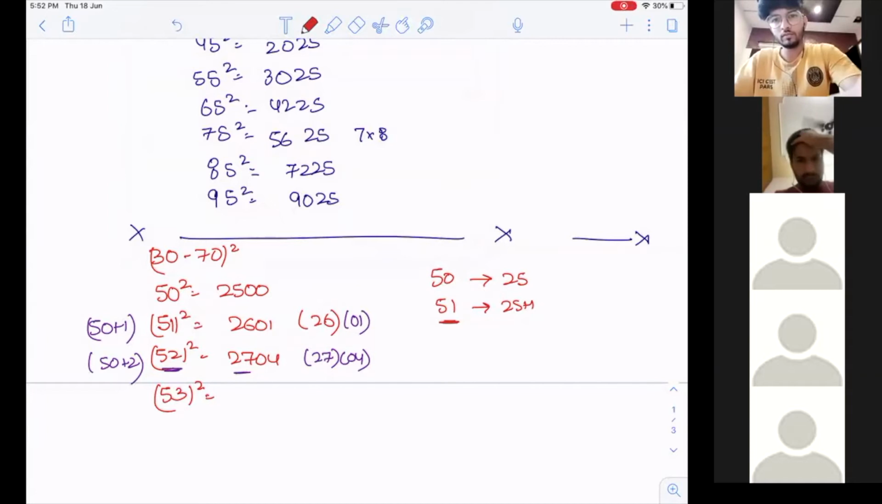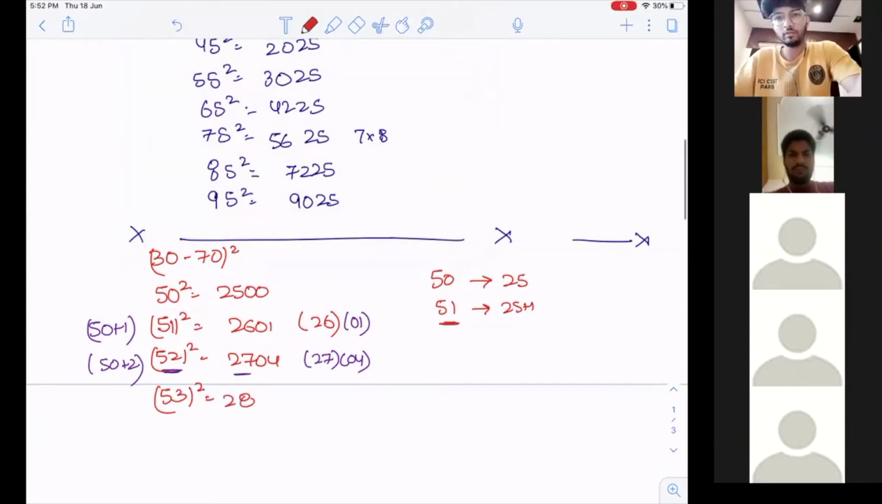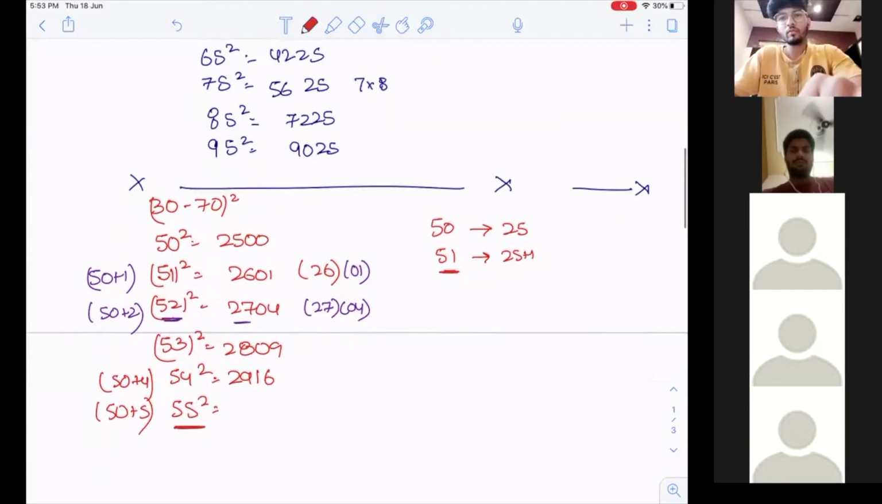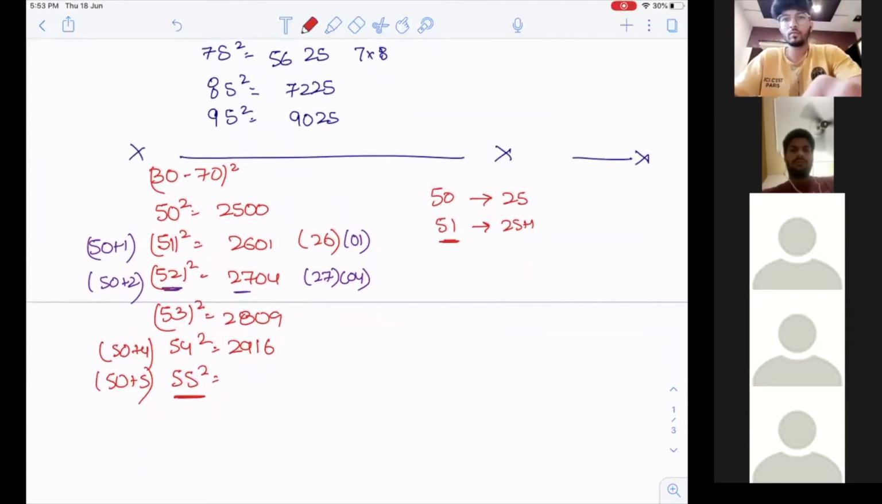Now can you do Kushnav quickly? 25 का base है 50 का. 25 plus 3. Okay, sir. 2809. Now can you do 54 square for me? 25 plus 4. 2916. 55 square. Neharika, could you please tell me? What is 25 plus 5? 55 square now. Quickly. 3025.